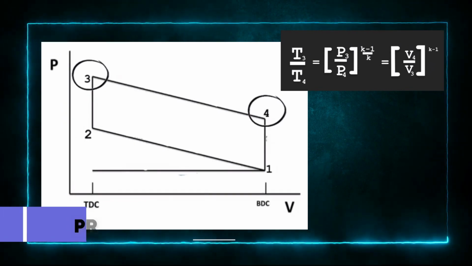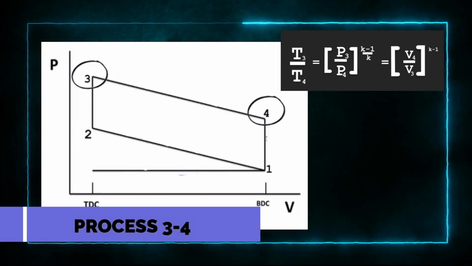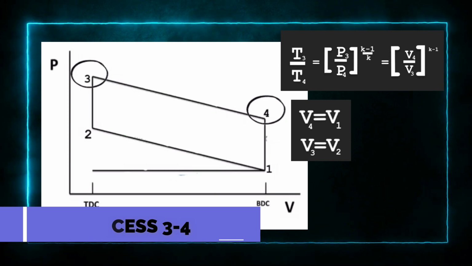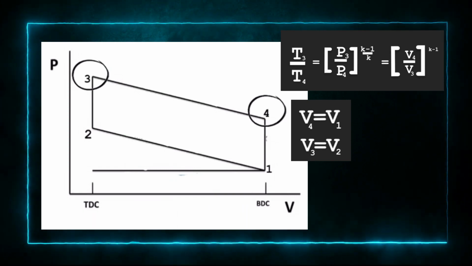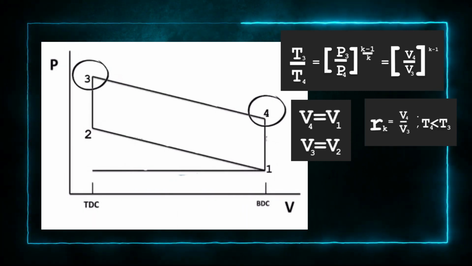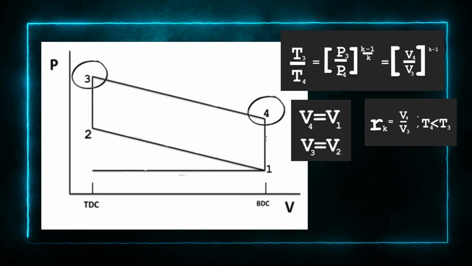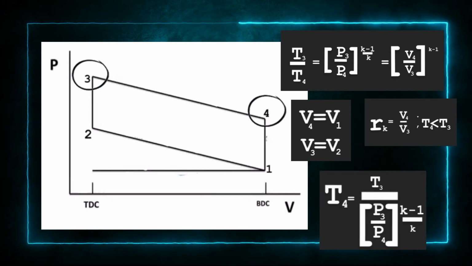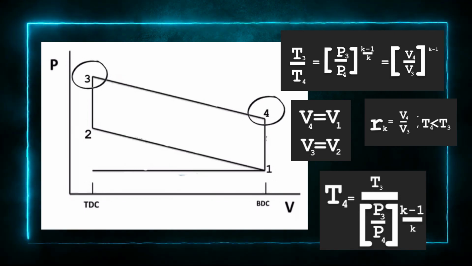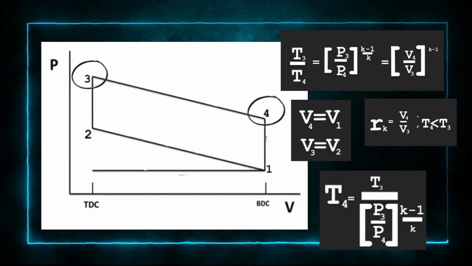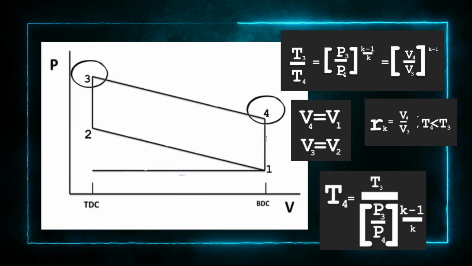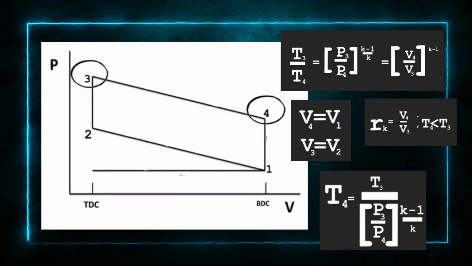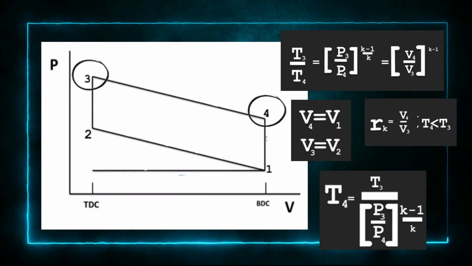In process 3 to 4, we see that V4 is equal to V1, and V3 is equal to V2. We can say that rK is equal to V4 over V3. We all know that T4 is less than T3, so we have T4 equals T3 times P4 over P3 raised to the K minus 1 over K.